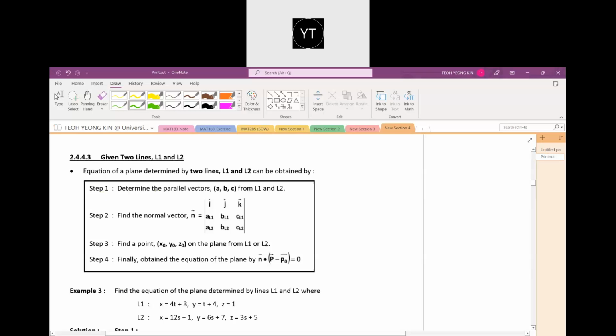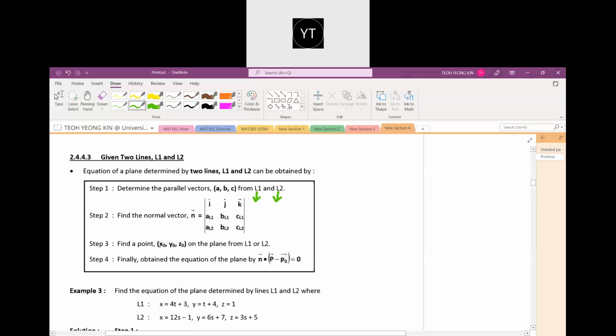Determine the parallel vectors ABC from line 1 and line 2, and use them to find the normal vector. So first, we determine the ABC from line 1 and line 2 to determine the normal vector. We have no need to form another vector like in the second scenario. We can straightforwardly use the ABC to find the normal vector.